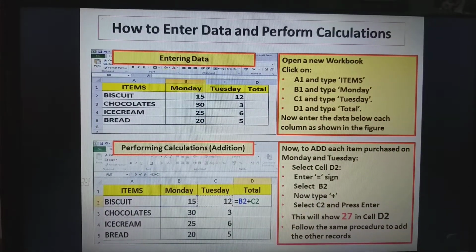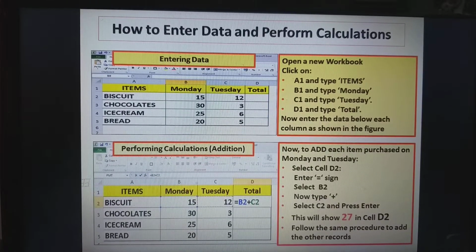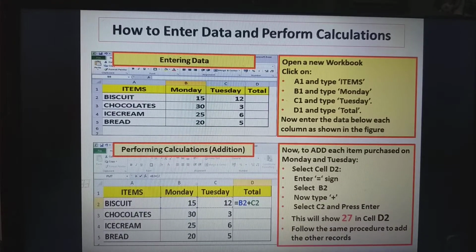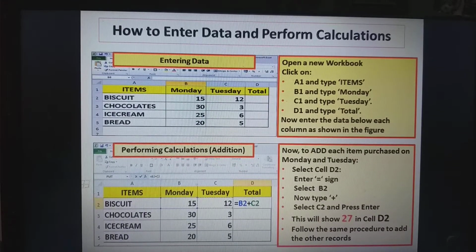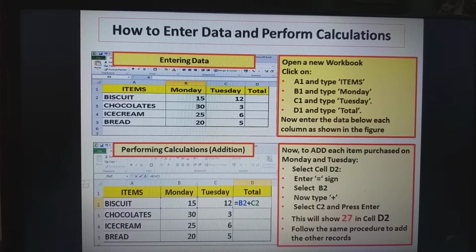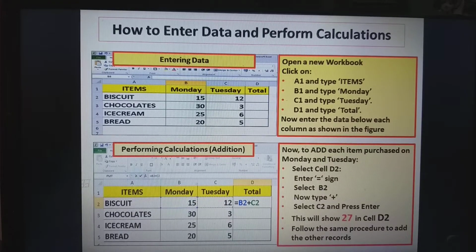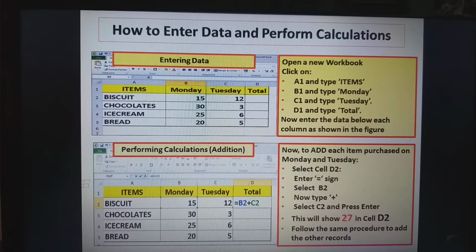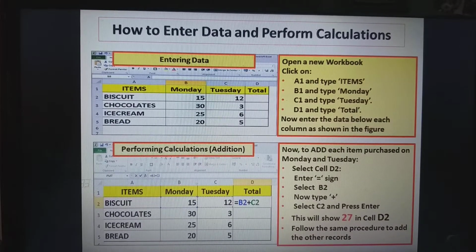Now we will see how to enter data and perform calculations. To enter data in a worksheet, you have to open a new workbook. Click on cell A1 and type items. Click on cell B1 and type Monday. Click on cell C1 and type Tuesday. Click on cell D1 and type total. Now enter the data below each column as shown in the figure beside.